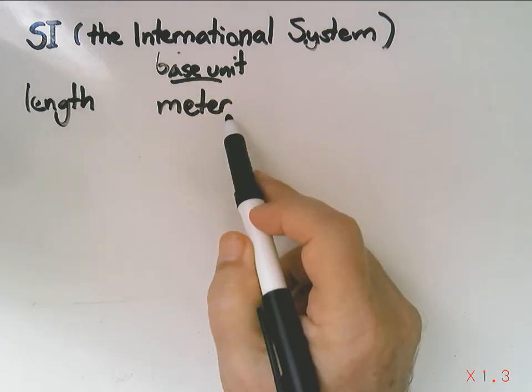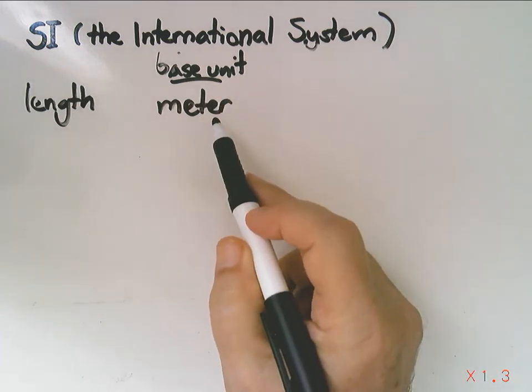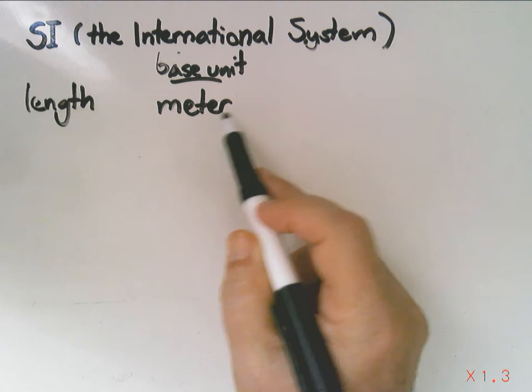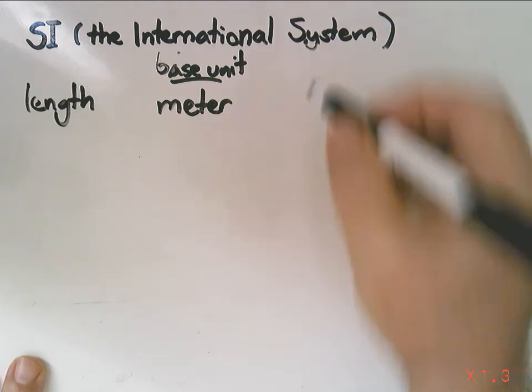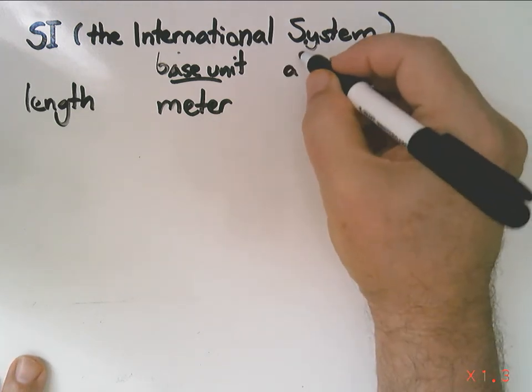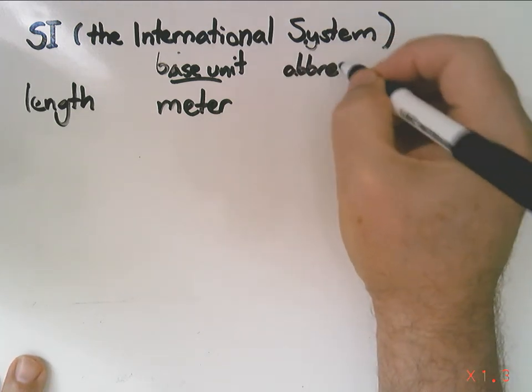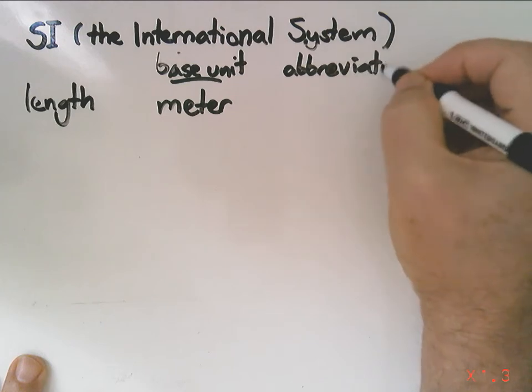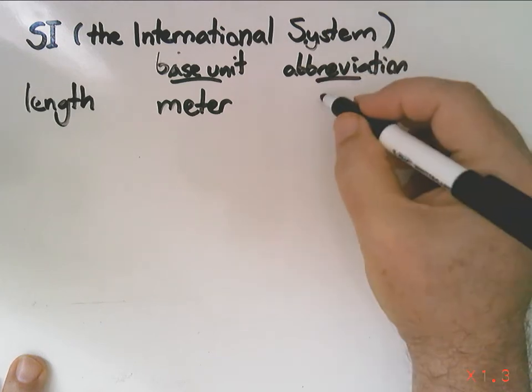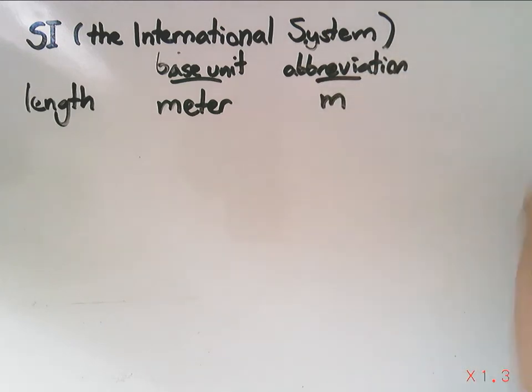That's spelled with an ER in the United States. Everywhere else in the world, it's an RE. And it has a symbol or an abbreviation. And it's a lowercase m. The case matters a lot. An uppercase M can mean something completely different when you're writing down units than a lowercase m. So be very careful about that.